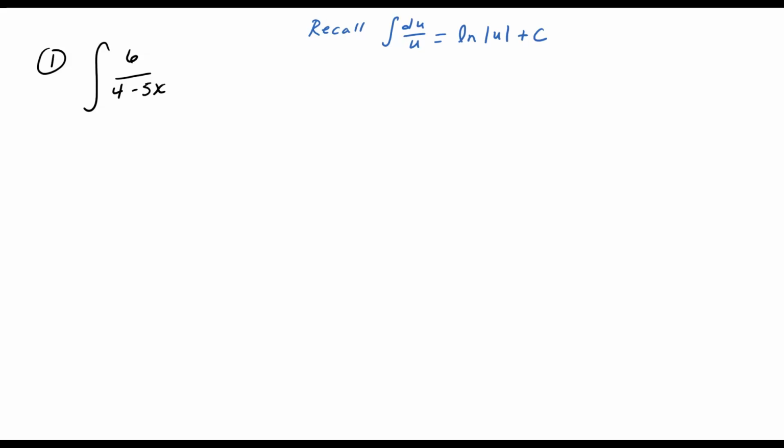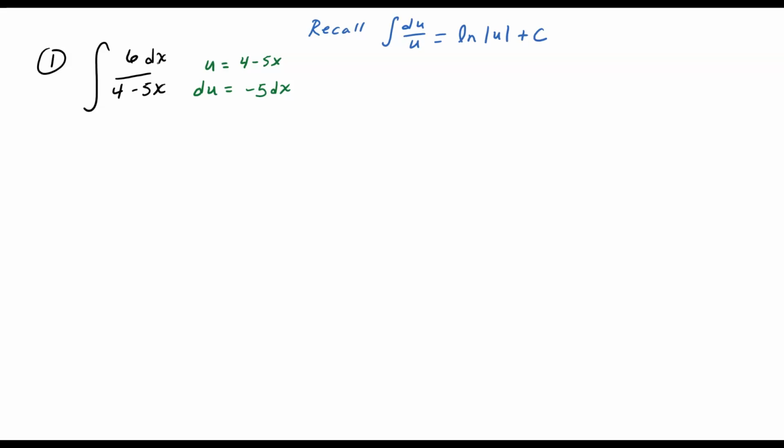So what we're going to do is take u, and let's say that u in this case is 4 minus 5x, that which resides in the denominator. I'm going to take the derivative of that, and that's pretty straightforward. That's just negative 5 dx, okay? And I actually need a dx here now that I think about it.